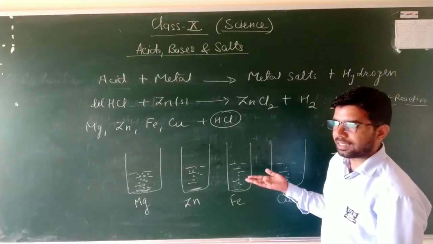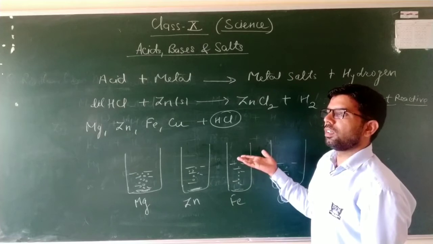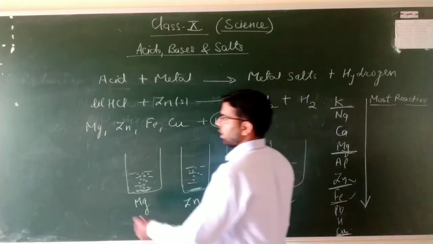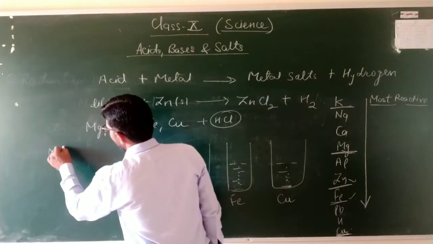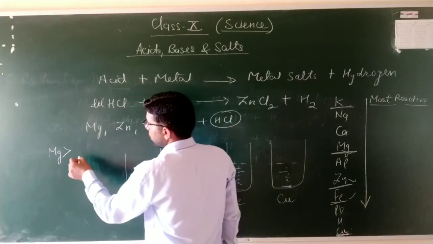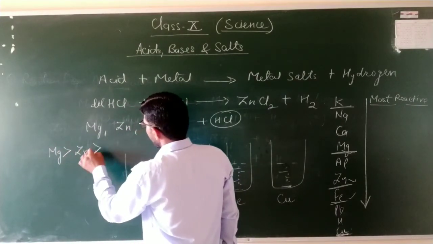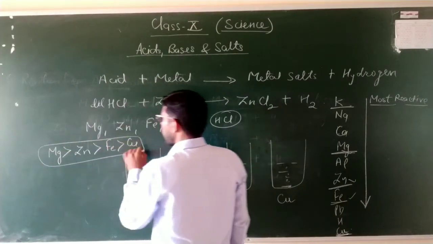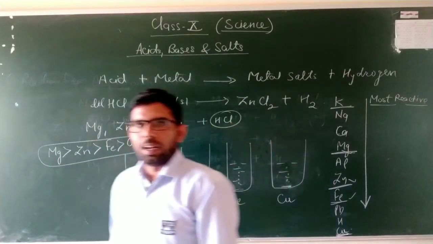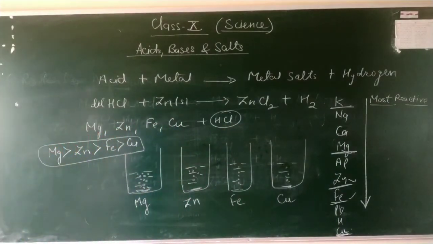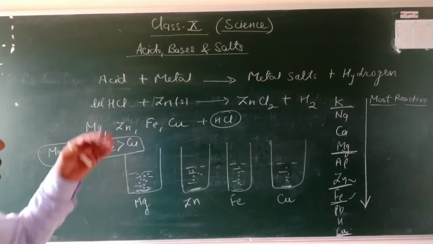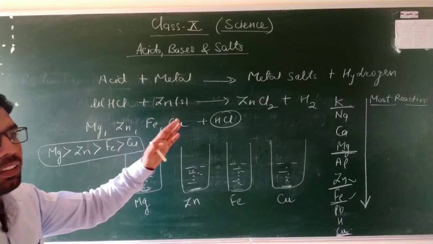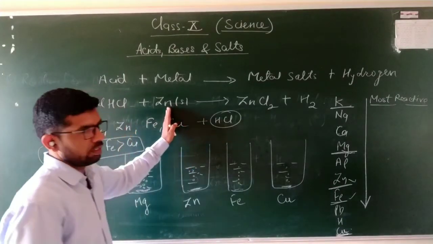If we are asked to place them in decreasing order of reactivity, how can we place them? Magnesium reacts most vigorously with dilute HCl, then zinc, then iron, and copper. I hope you got this, right? This is how we identify which is more reactive, or which evolves hydrogen gas at a fast rate with acid.